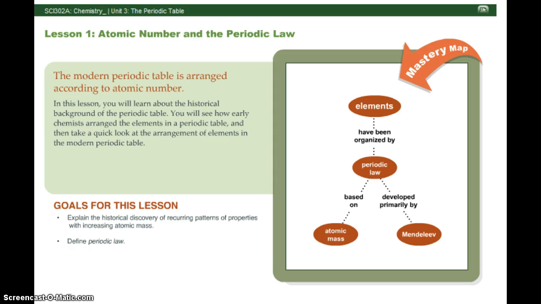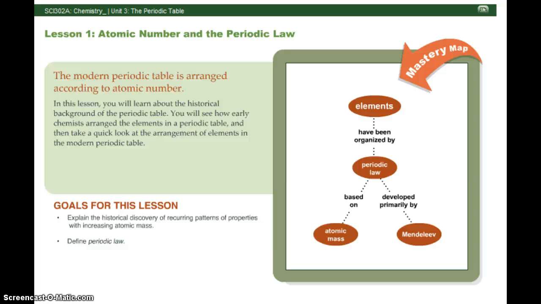So lesson 1, atomic number and the periodic law. The modern periodic table is arranged according to atomic number. In this lesson, you will learn about the historical background of the periodic table. You will see how early chemists arranged the elements in a periodic table, and then take a quick look at the arrangements of elements in the modern periodic table.